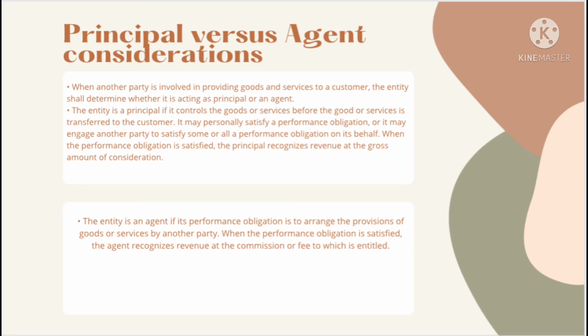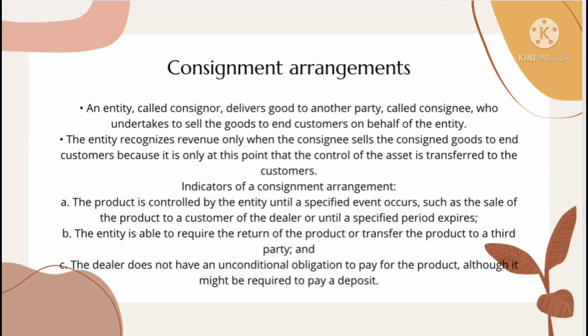Letter D, the entity's consideration is in the form of commission. And letter E, the entity is not exposed to credit risk for the amount receivable from a customer in exchange for the other party's goods or services. Consignment arrangement. Under a consignment arrangement, an entity called the consignor delivers goods to another party called the consignee who undertakes to sell the goods to the end customer on behalf of the entity.